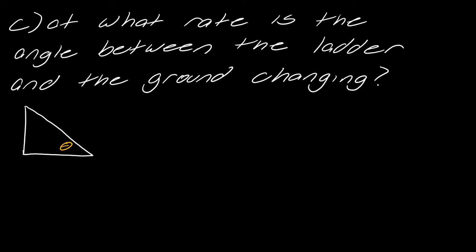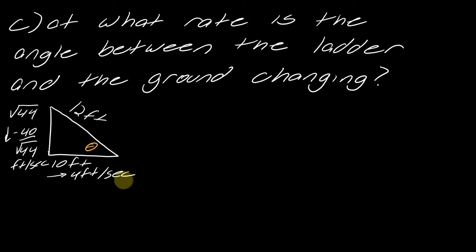So I will go ahead and label this one more time. This is 12 feet, this is 10 feet, and this is going this way at a rate of 4 feet a second. Let me make a little space to finish the drawing. Okay, I've got all my pieces here. Now I'm interested in this angle right here. At what rate is the angle between the ladder and the ground changing?